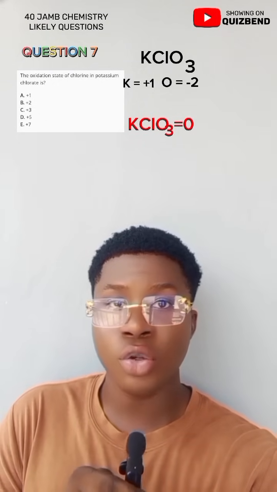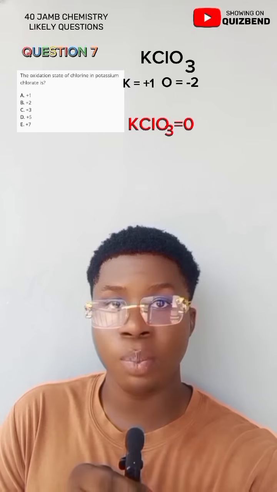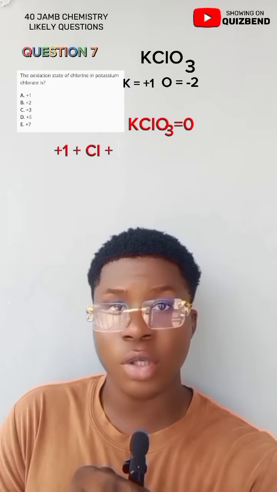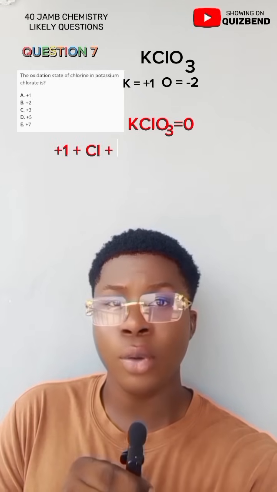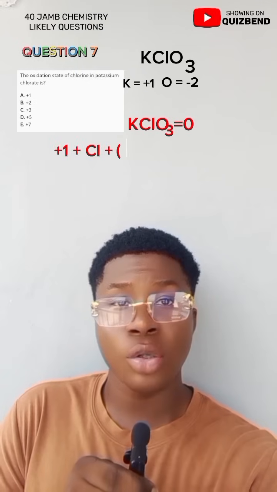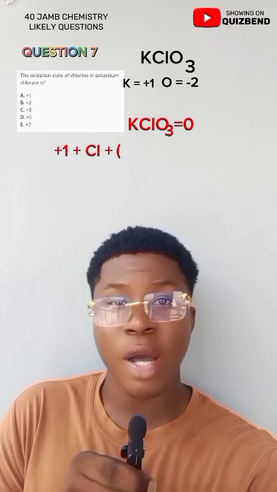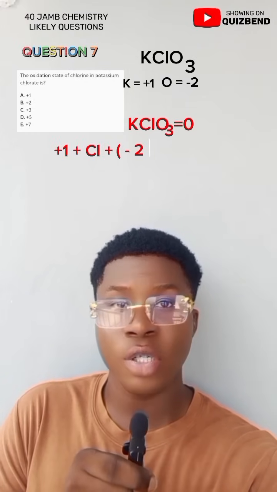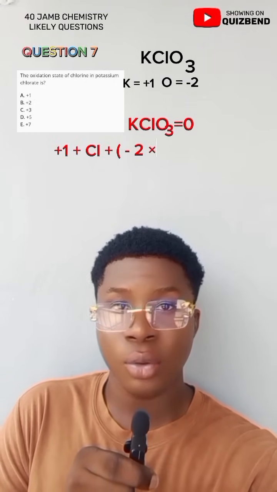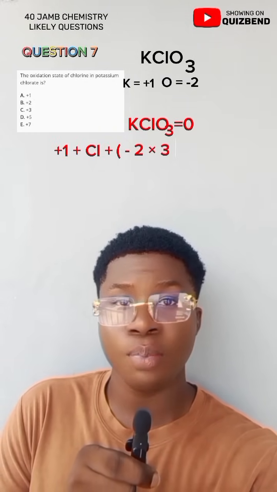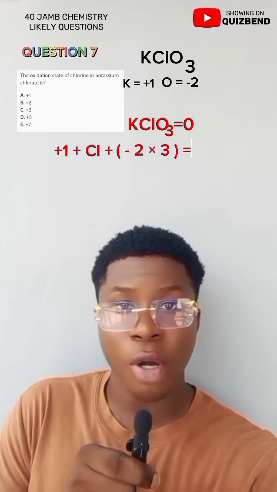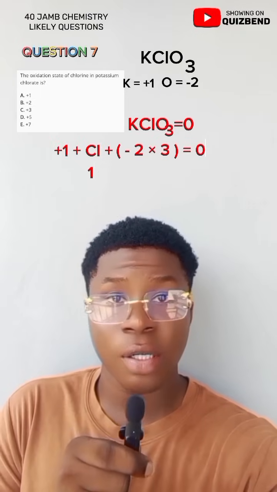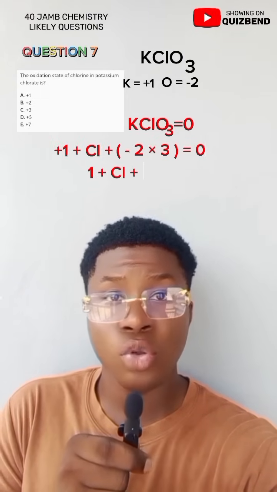The oxidation state of potassium, which is this K, is +1. So you say plus Cl, that is chlorine, plus what? Into brackets. Now we're going to substitute the oxidation state of oxygen, which is -2. Then multiply -2 by the subscript of oxygen, which is 3. So it will be -2 multiplied by 3. Remember you put it into a bracket, and equate it to 0. Then we get 1 plus Cl plus, in brackets, -2 multiplied by 3.